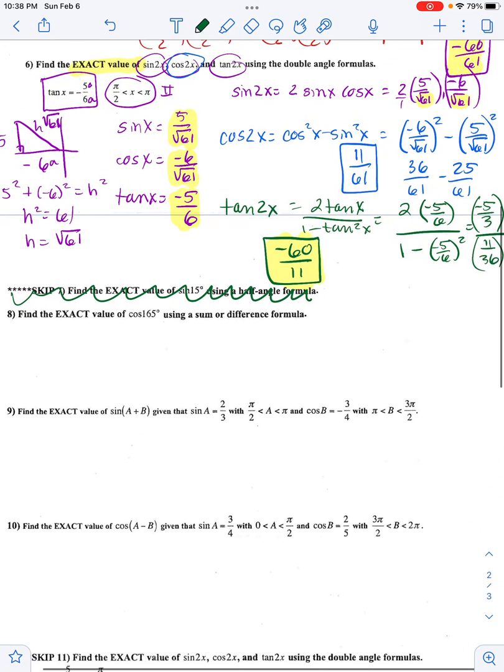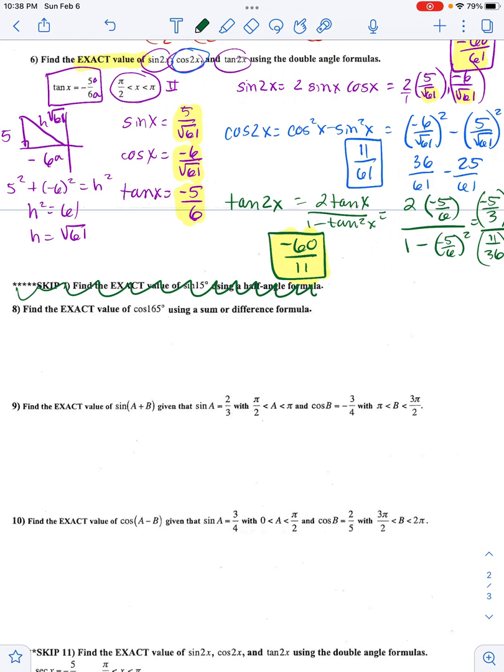All right. So 165, how can you get 165? It's telling you what to do, sum or difference. You can do a variety of things. The first thing that came to my mind was to add 120 plus 45 to make my 165. Then I just follow my formula. The formula says to take the cosine of the first thing times the cosine of the second minus the sine of the first thing times the sine of the second.